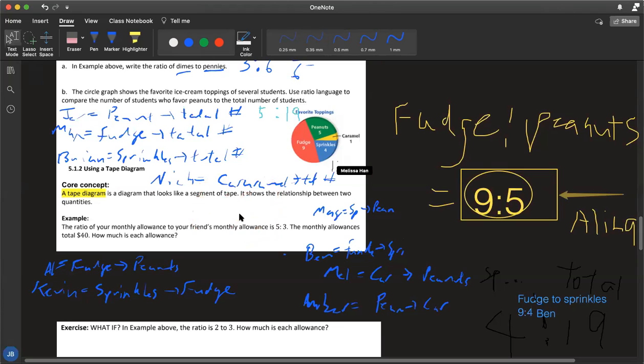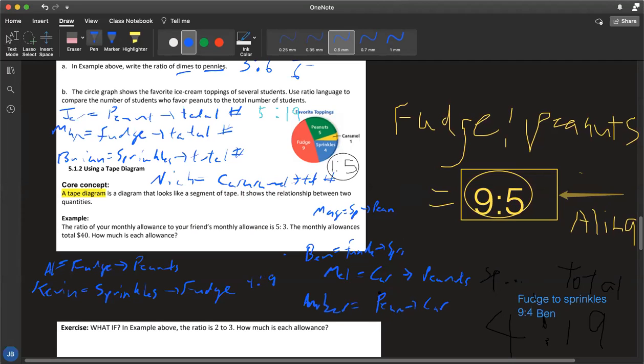Sprinkles to fudge. So the four cents without sprinkles, and there's 9 cents without fudge. So then I did 4 and 9. Perfect. 4 to 9. Awesome. Amber, are you there? Did you get peanuts to caramel?